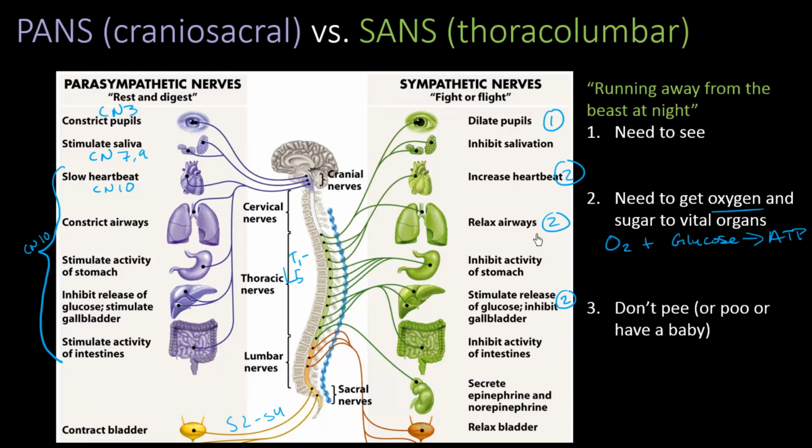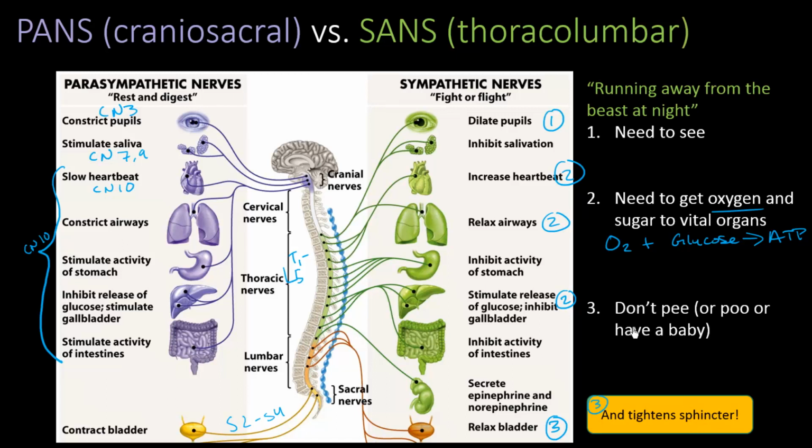And finally, this is more of a silly point, but it has clinical relevance, and that is when you're running away from some sort of beast, you don't have time to pee or to poo or, for that matter, have a baby. So the sympathetic branch of the nervous system, this is going to relax your bladder. But the clinical relevance here, and in terms of how we use this in pharmacology, is regarding the tightening of the sphincter. So relaxing your bladder and tightening of your sphincter is a sympathetic approach.